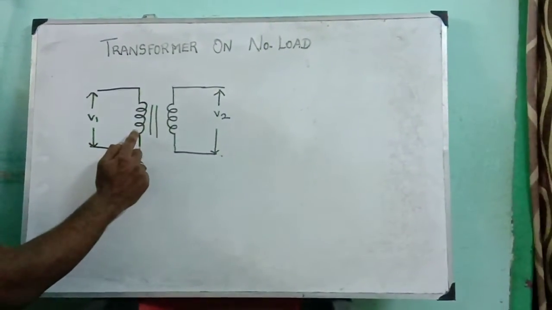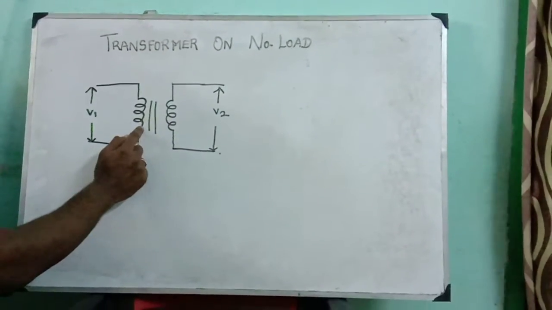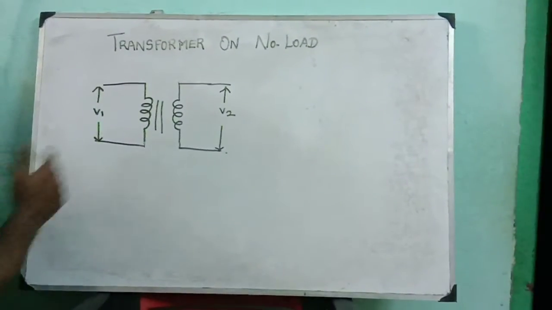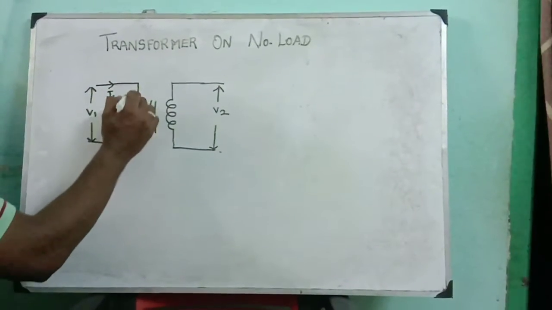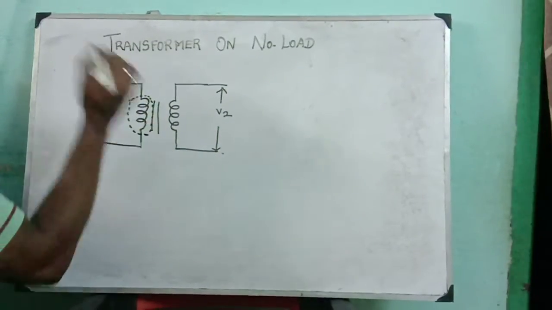So a transformer consists of two windings. One is the primary winding and this is the secondary winding. The primary winding is connected to a supply, and the supply is an alternating supply. Once the supply is given to the primary winding, the current I1 flows through the primary winding. Because of the current, flux is created in the primary winding.